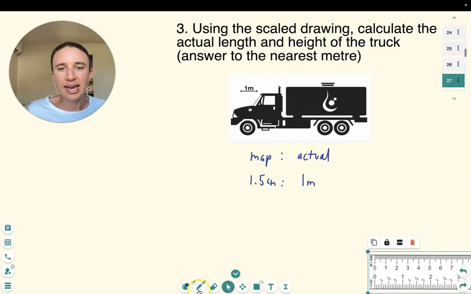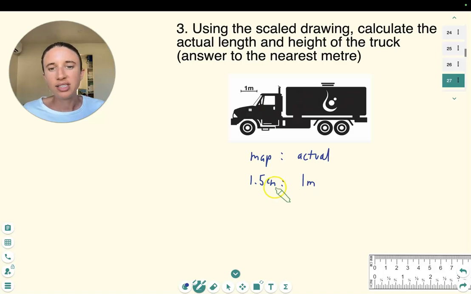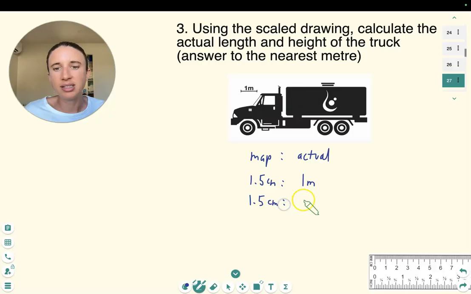Next step, to get our scale, we are going to need to make the units the same on both sides. 1.5 centimeters is 100 centimeters because meters to centimeters, okay? Now we could rewrite it as this, which is nice. But to get a scale, we need 1 on the left-hand side. How can I make that 1.5 a 1? I can divide it by itself. Any number divided by itself is 1, okay? So I'm going to do that to the other side.